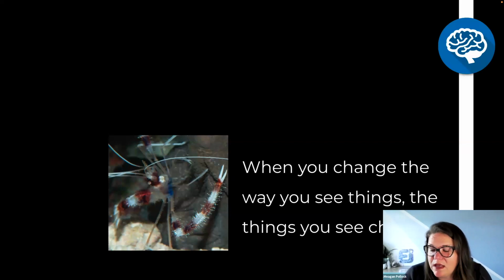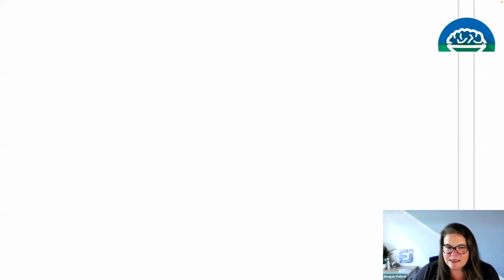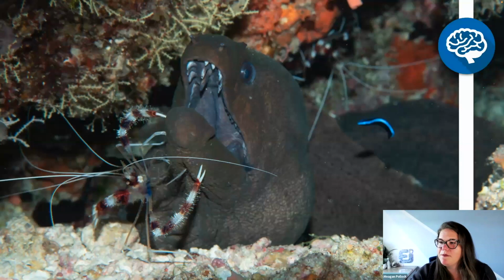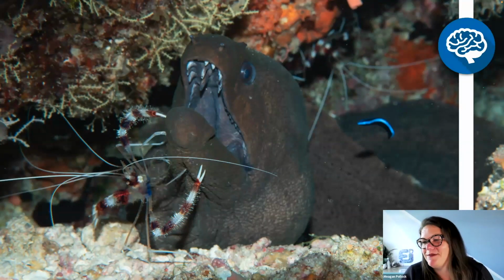So if we zoom in and hone in on this little picture of this cleaner shrimp, it looks like it's just a cute little cleaner shrimp on a rock. But when we zoom out, when we change the way we see things, it is a cleaner shrimp that's picking out the teeth of a moray eel, right?